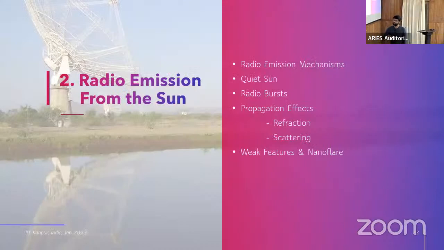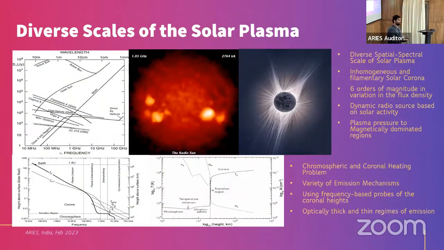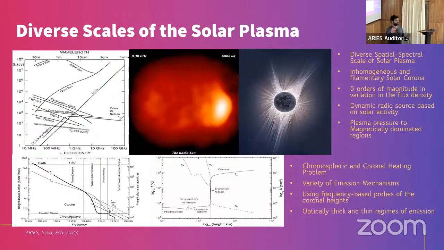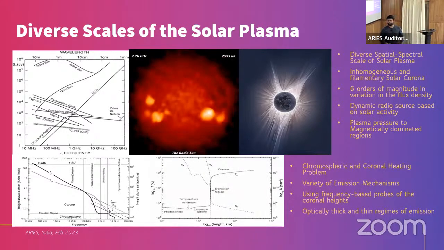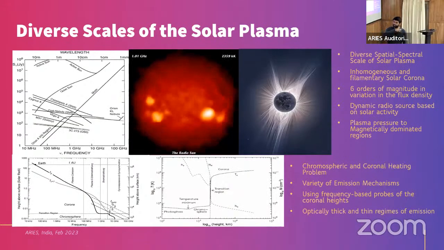So for the radio emission, what do we actually observe from radio emission from the sun? You can broadly distinguish radio emission from the sun into quiet sun emission and burst emission. Burst emissions are very intense types of emission, while the quiet sun emission is quite small.